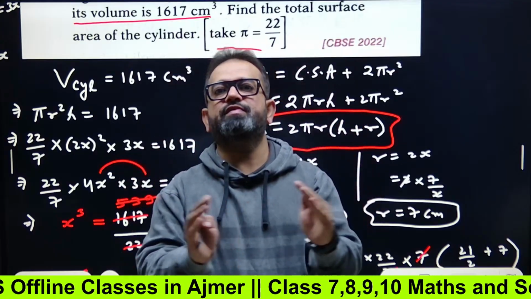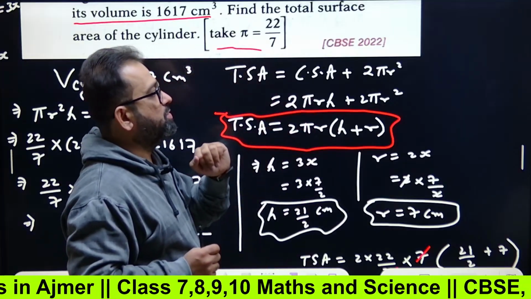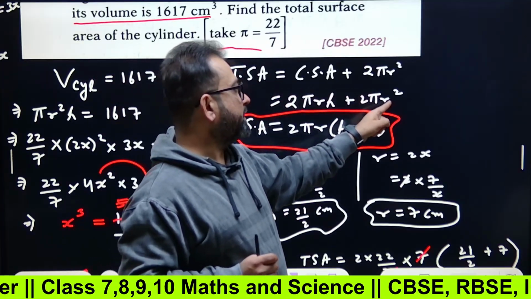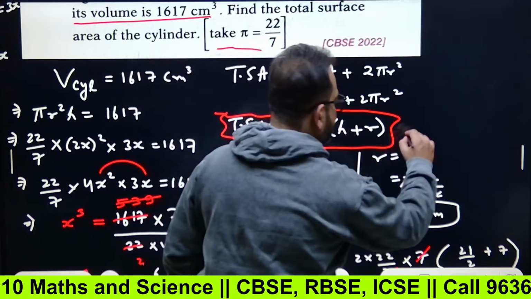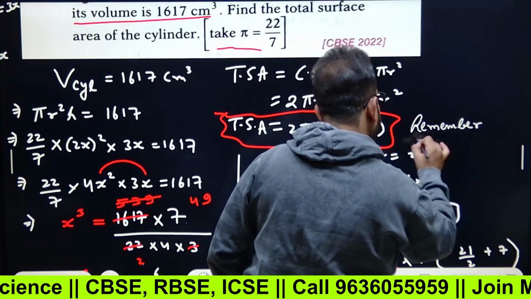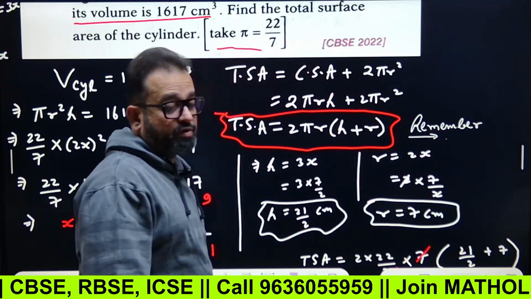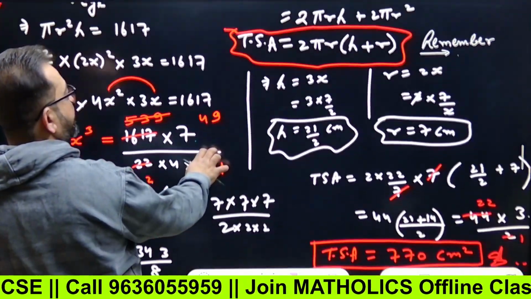And what is the curved surface area of a cylinder? It is 2 pi r h. So 2 pi r h plus 2 pi r square. 2 pi r is common, bracket h plus r. This is the formula you must remember. The formula for total surface area is 2 pi r, bracket h plus r.